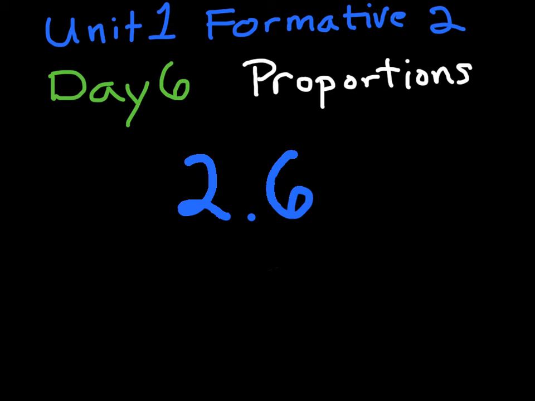Hey guys, this is Unit 1, Formative 2, day number 6. This is over proportions, and this is 2.6 in your book. Okay, so let's look at a few of these.